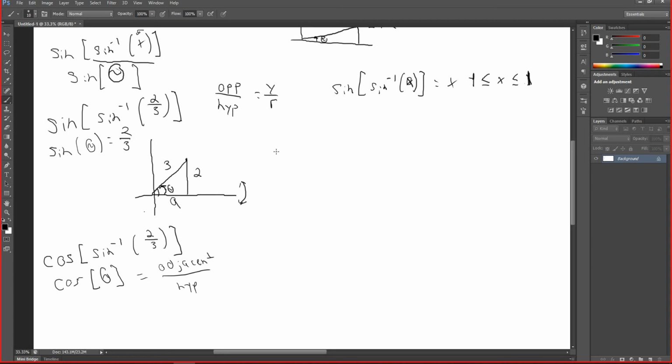So Pythagoras tells us what plus what equals what. It's supposed to be a squared plus, I'm going to write b as 2 squared, is equal to 3 squared. And a squared plus 4 equals 9. Then I would need to subtract 4 from both sides. That gives a squared is equal to 5, so a is equal to plus or minus square root of 5.